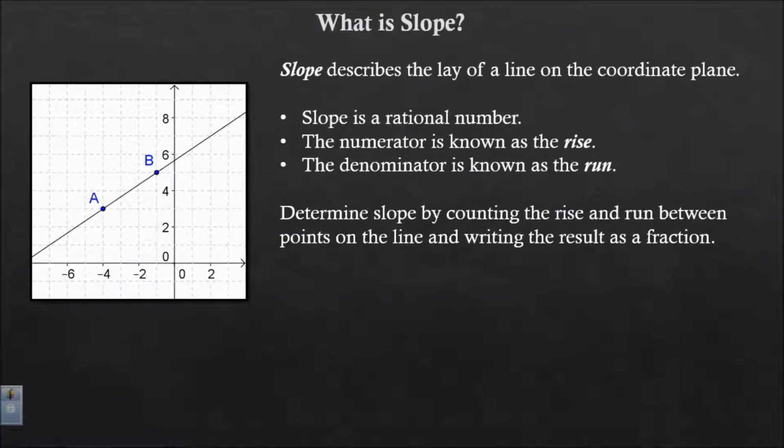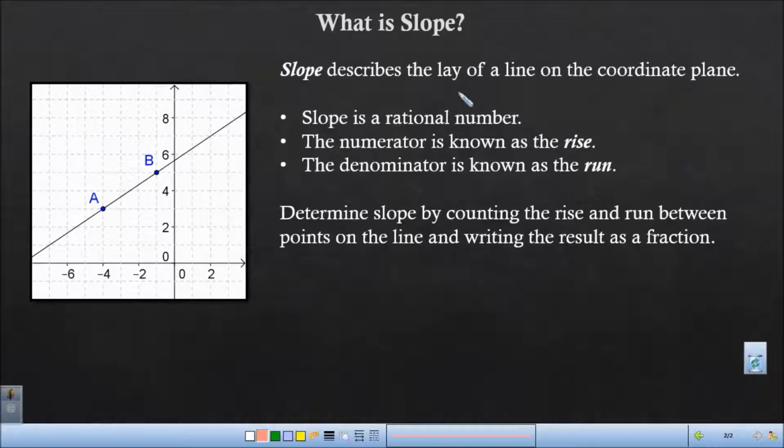Let's begin with a quick definition of slope. It is the lay of the line on the coordinate plane. We look at the line on the coordinate plane. Slope tells us how to draw the line. It's written as a rational number where the vertical component, the numerator, is the rise, and the horizontal component, the denominator, is the run. So we go rise over run, and we just count. We're up 2 units, and we're over 3 units. So we say that the slope is 2/3.